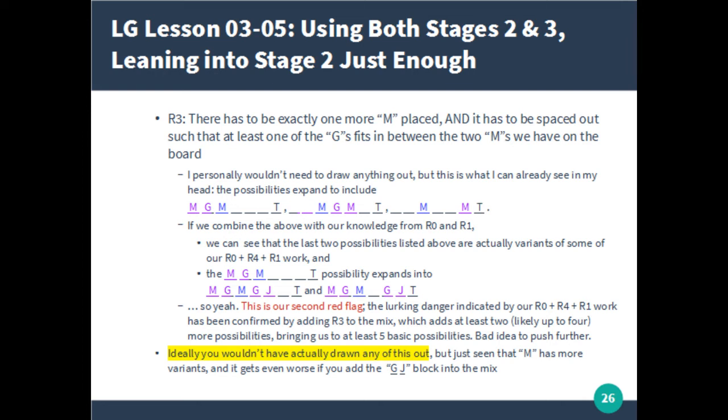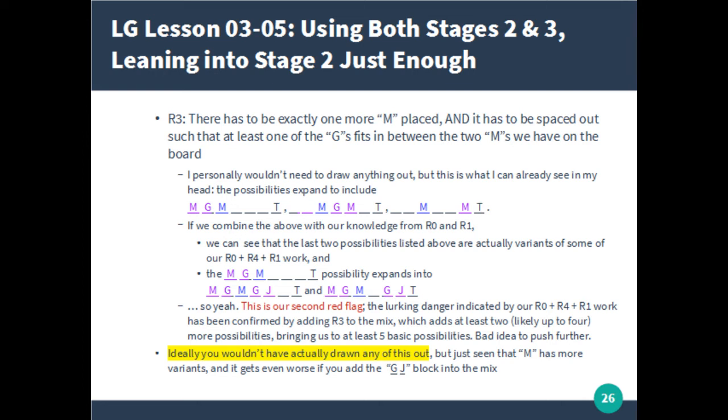Let's try it out. Rule 3 tells us there has to be exactly one more M placed, and it has to be spaced out in a manner that you can fit at least one of the G's between the 2 M's that we have on the board. Again, personally, I wouldn't feel the need to draw anything out because I think I could visualize this easily enough. But in case you can't, here it is on the page.